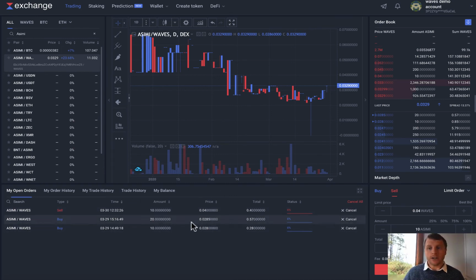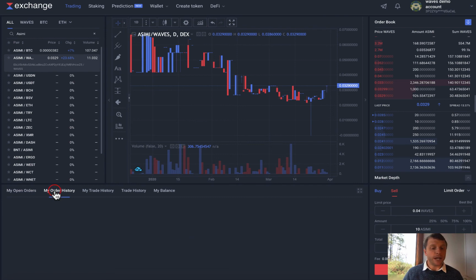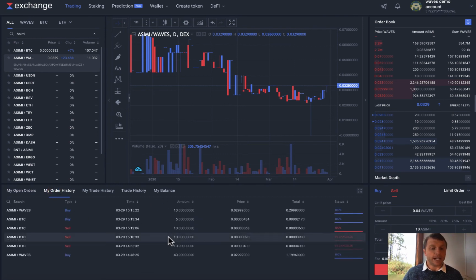So down here on the left, this is where you can manage your orders. You can cancel any order at any time. You can also see the details of it, because this might be different trading pairs, maybe this is Asimi Bitcoin. You can have multiple orders running at any one time. You can go to your order history and see the orders that you have placed and that have been fulfilled. So you can see the orders that we've placed in this test account so far.